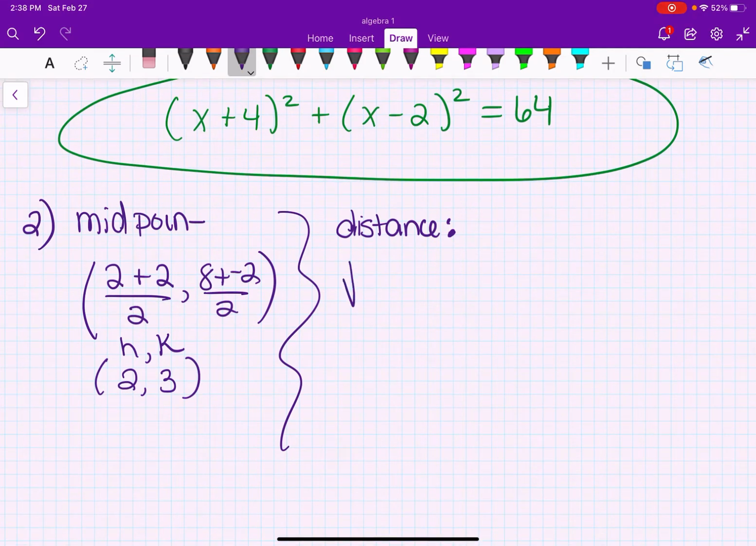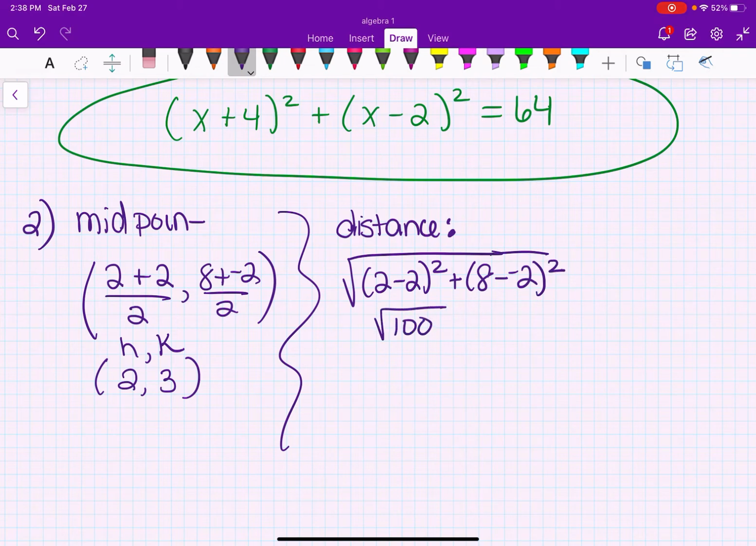Okay? So the square root of (2 minus 2) squared, and if you don't remember how to do the distance formula, go back to that video, because I want to move through this like you know how to do it. Squared, and I get the square root of 100, so d equals 10. But remember, that's my diameter. So my radius is going to be 5, okay? So be careful of that.